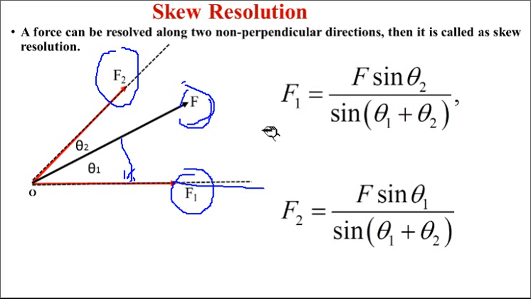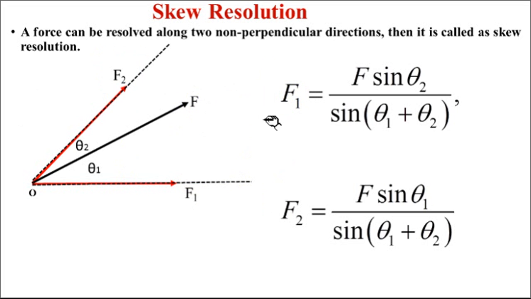To find that, I have direct equations. There are many methods. You can draw the triangle of forces, draw the second force in this way, join them, find all the included angles, and then use the sine rule. That is also a simple method, called the triangle of forces using the sine rule. But instead of that, if you have direct equations, how do you calculate the components?